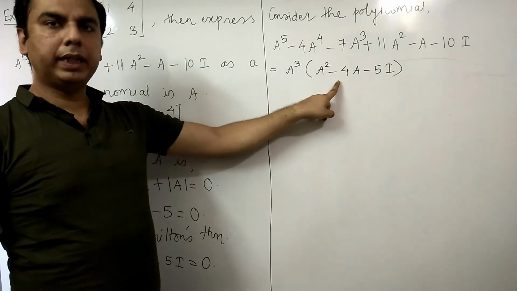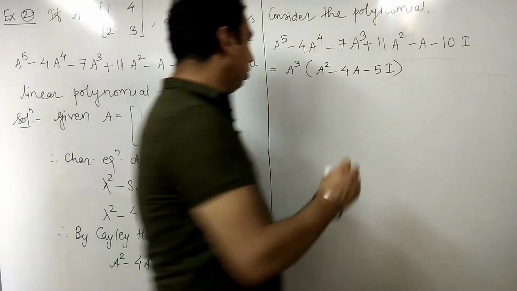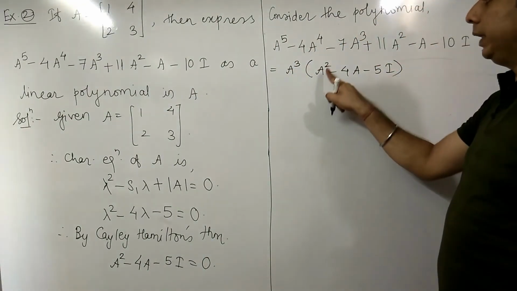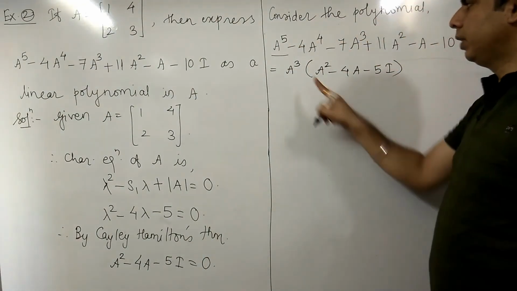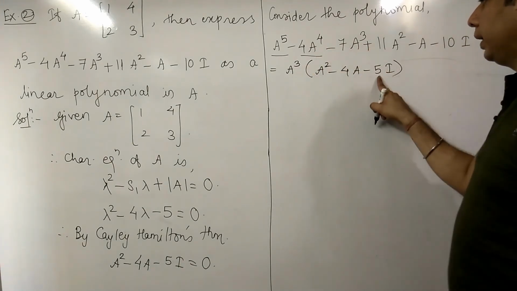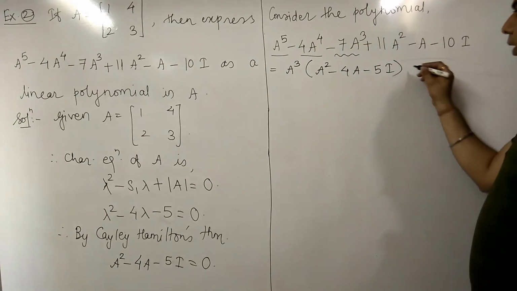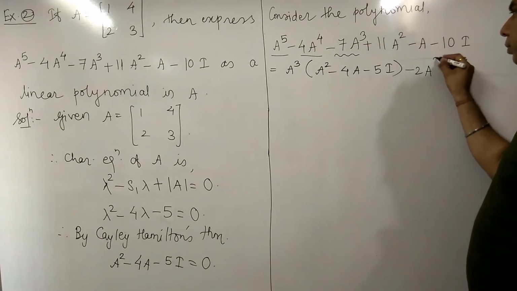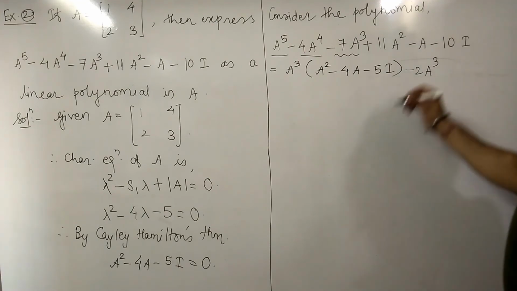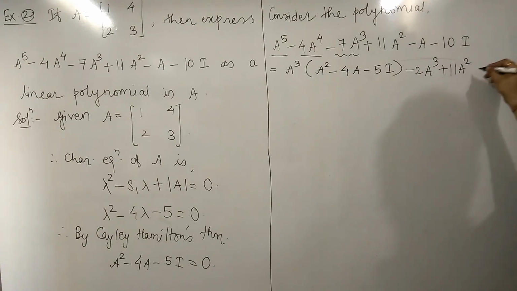So after writing this we have to make the appropriate arrangements. So here we can get A cube into A square is A to the power 5, then this into this minus 4A to the power 4, then minus 5A cube. So here we have 7A cube. So we have to write one additional term of minus 2A cube. And then the rest of the terms can be written as it is, plus 11A square minus A minus 10I.